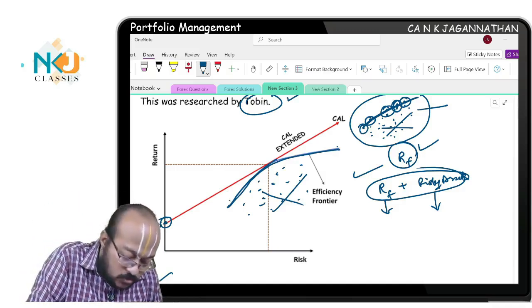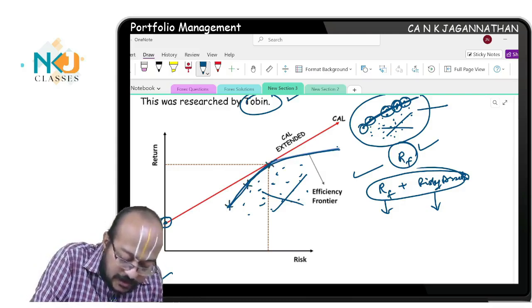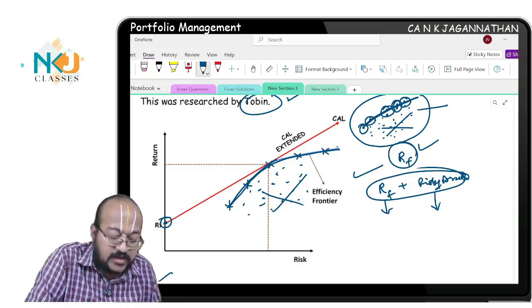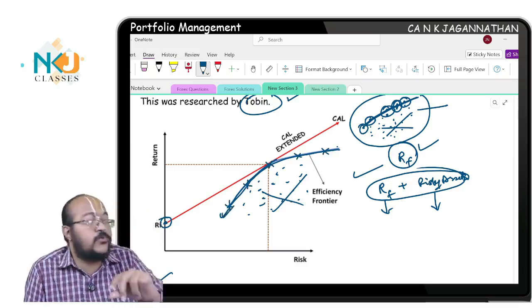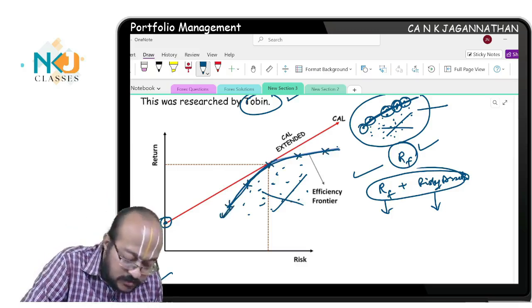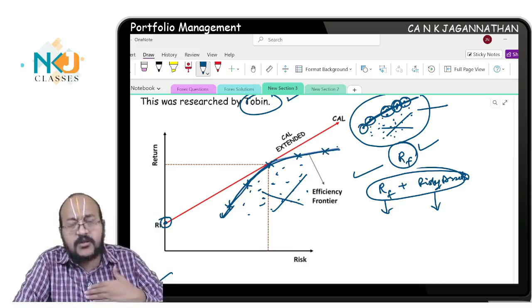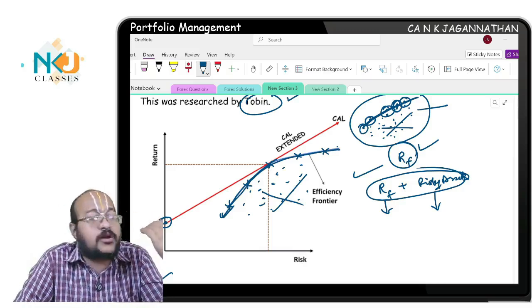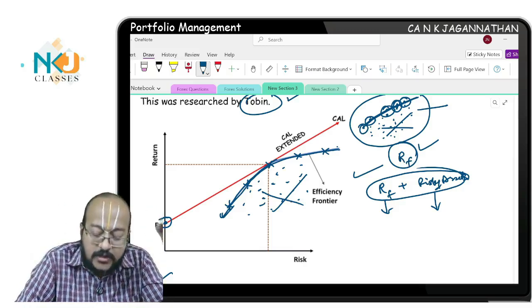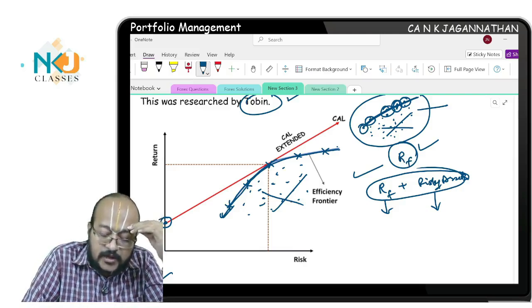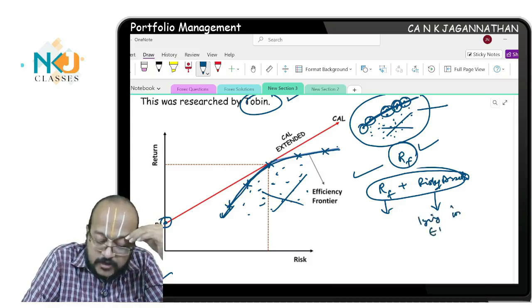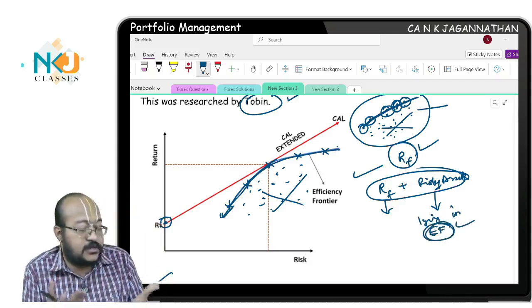But only those assets which are lying on the efficiency frontier, which are efficient securities, only those you will consider to construct this capital allocation line, and not the securities which are already considered inefficient. Are you understanding? The risky asset which you are taking should be lying on the efficiency frontier, which I discussed earlier. Are you listening and understanding?